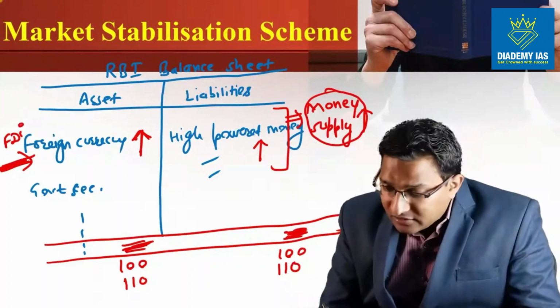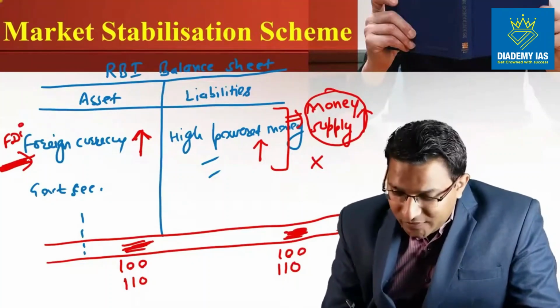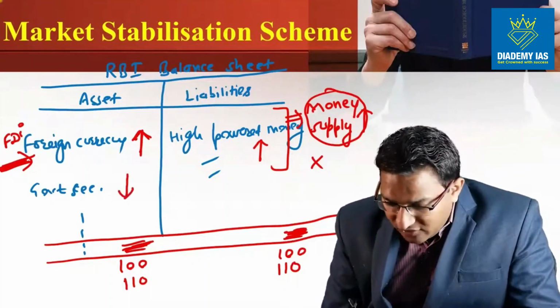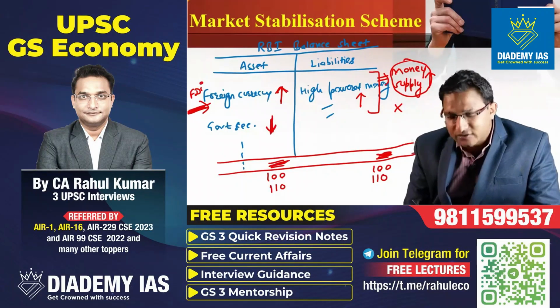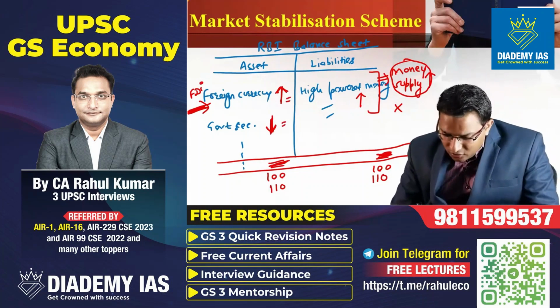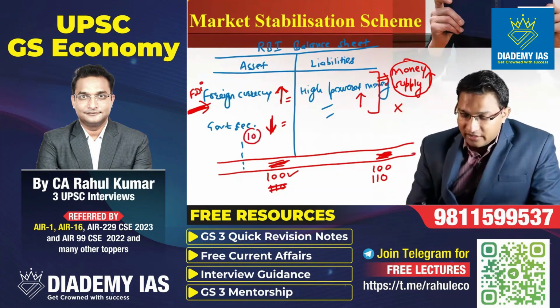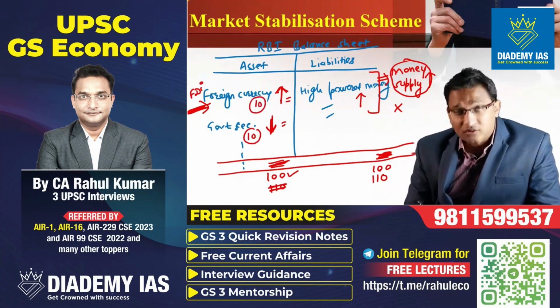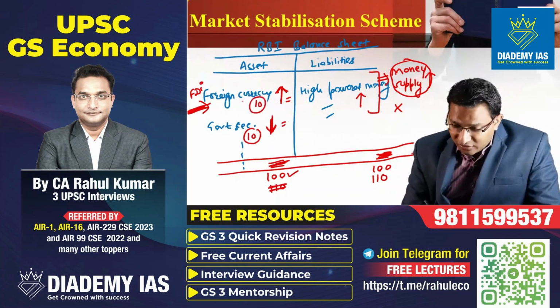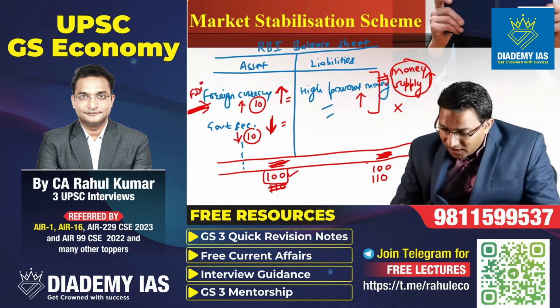Now, to avoid this increase in the money supply, what RBI does, RBI sells the government security, so the quantity of the government security is reduced, corresponding to the foreign currency increase, right? So now this is not 110, this is 100 only. So 10 rupees government security is sold in return of the 10 rupees foreign currency increase. So 10 rupees foreign currency increase and 10 rupees government security decrease. So overall the situation remains 100 only. So here also it will be 100 only.